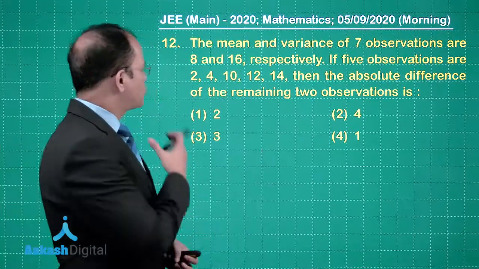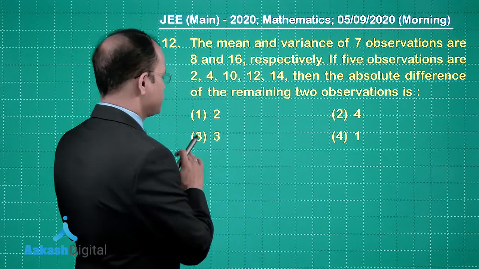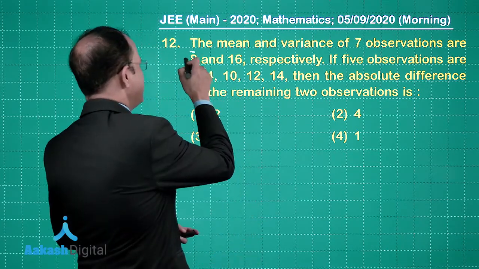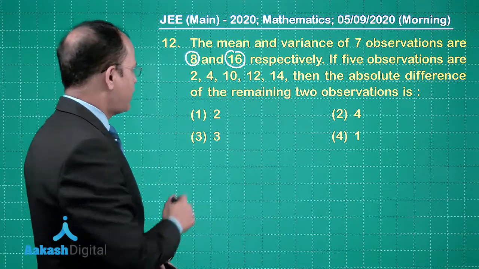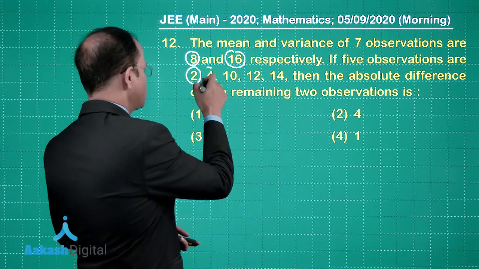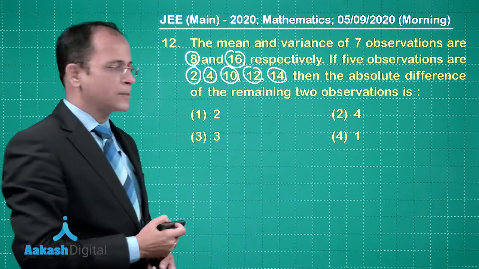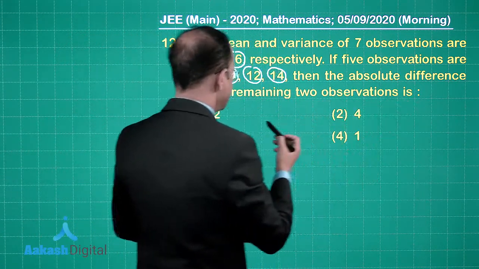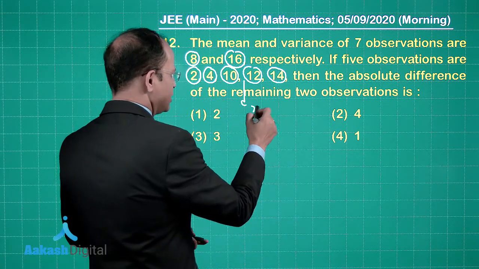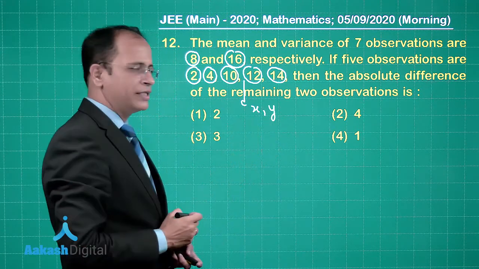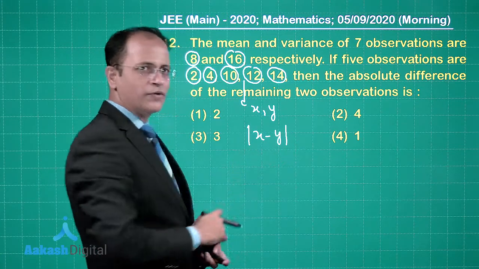So friends, let's talk about question number 12 now. The mean and the variance of 7 observations are given as 8 and 16 respectively. And the 5 observations are 2, 4, 10, 12 and 14, right? We have to find the absolute difference of the remaining 2 observations. The remaining 2 observations, let us take them as x comma y, and we have been asked to find the absolute difference, that is mod of x minus y.